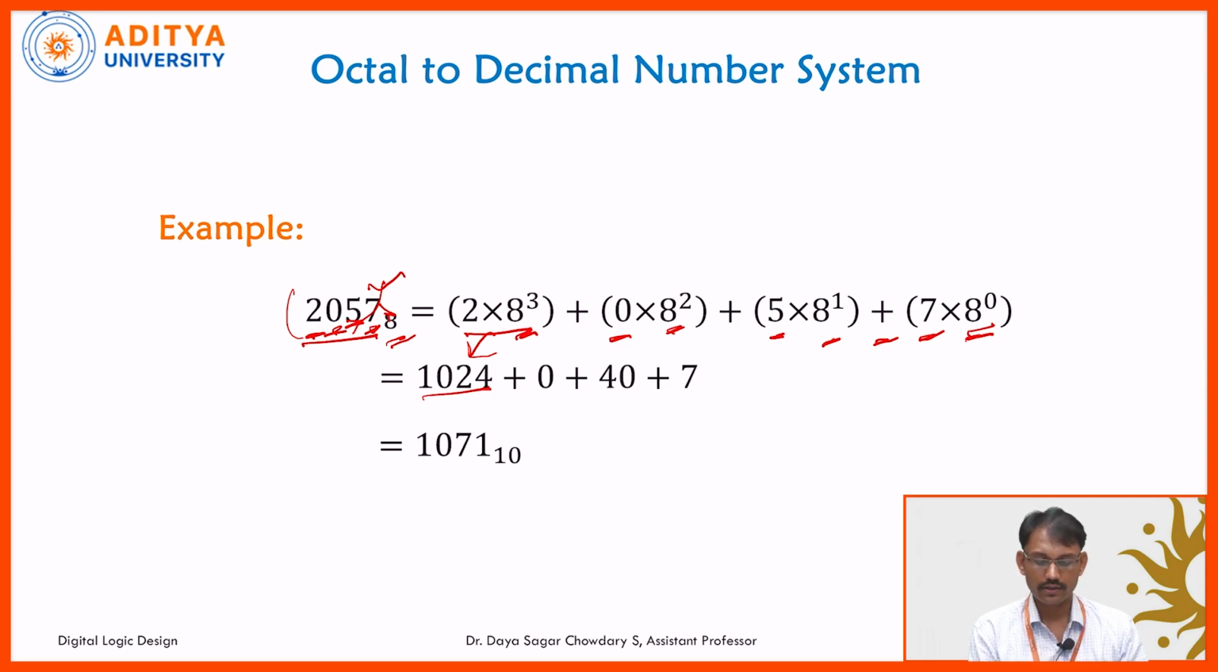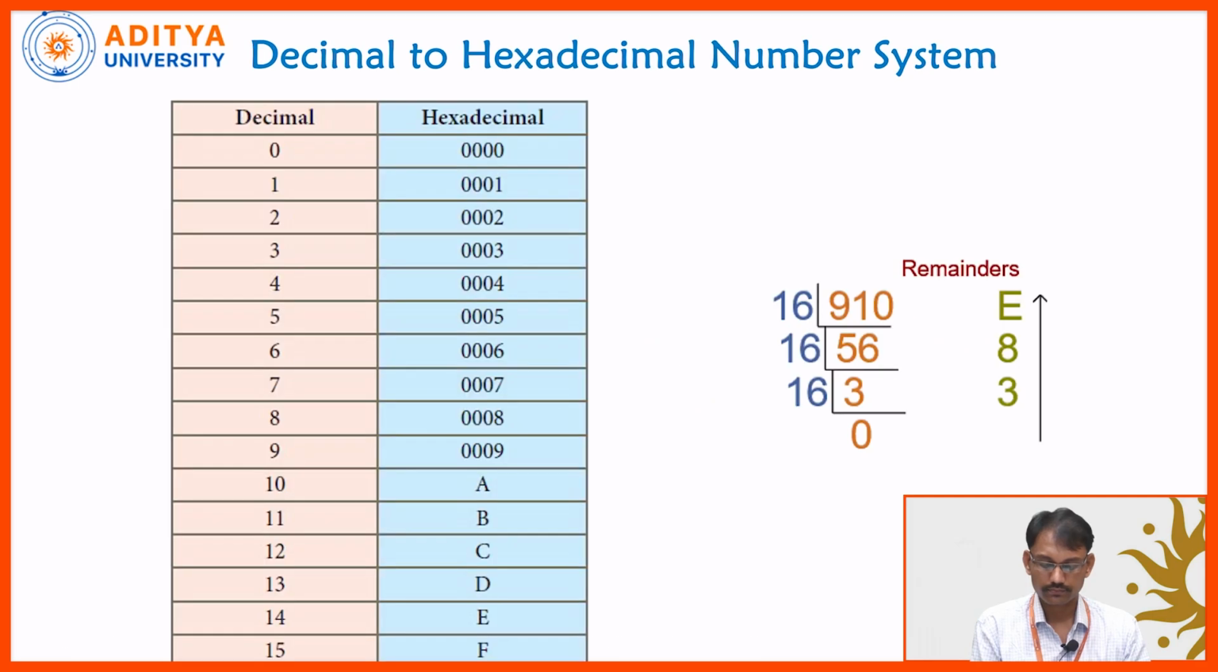That is 1024, and this one is 0, the product with 0 is 0, and 5 into 8 to the power of 1, that is 40, and 7 into 8 to the power of 0, 7 into 1, that is 7. So finally 1071 base 10. So this is a simple conversion from octal to decimal.